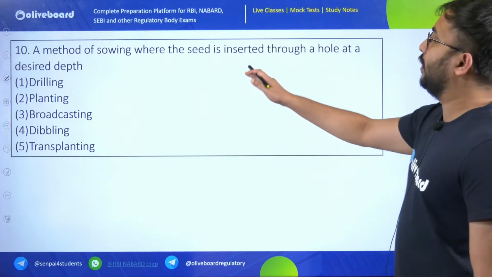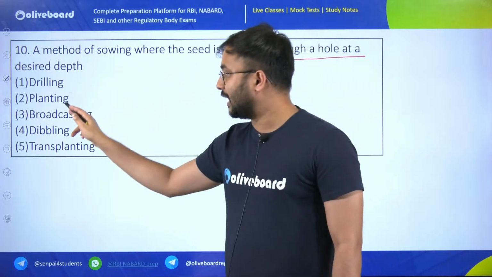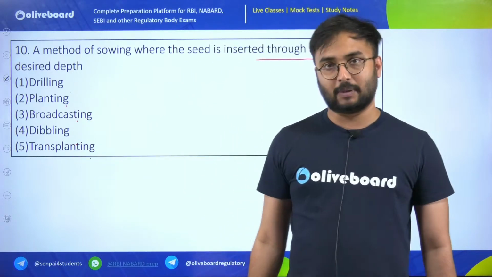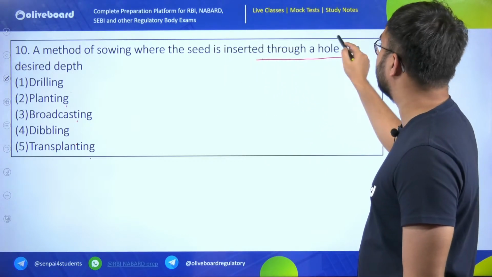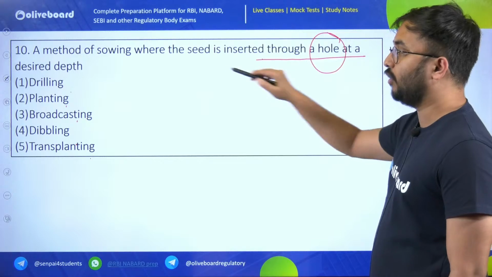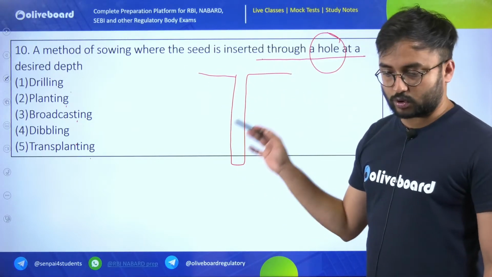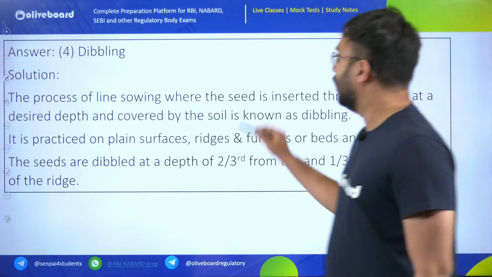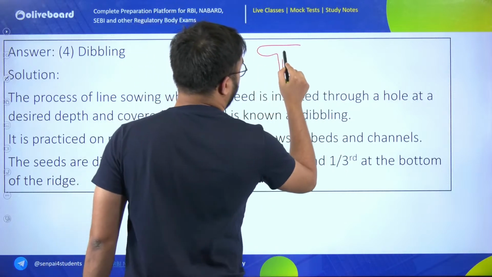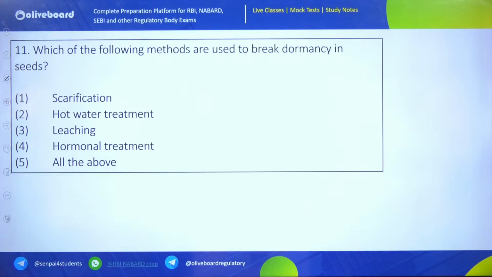A method of sowing where seed is inserted through a hole at desired depth is called as what? Drilling, planting, broadcasting, dibbling, and transplanting. See, there is no drill involved here because here seed is inserted through a hole of desired depth in a field. So which is that process through which this is done? It is dibbling process, because in this a dibbler is there. Dibbler is nothing but such type of instrument. Are we clear?